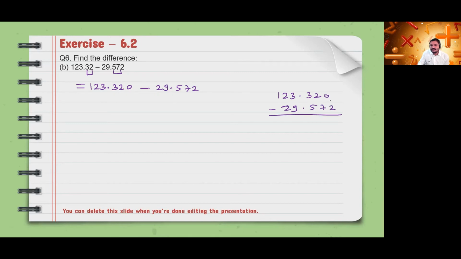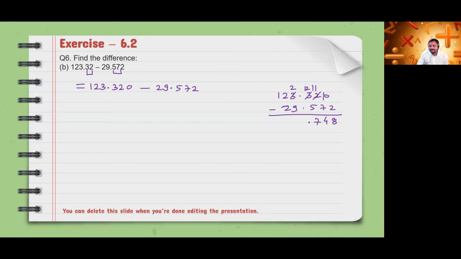Okay, so 0 minus 2 we cannot do, so we will have to borrow here. Here it will come 1 and here it will become 10. So 10 minus 2 is 8. 1 minus 7 we cannot do, so we will have to borrow here. Here it will come 12 and here it will come 11. So 11 minus 7 is 4. 2 minus 5 we cannot do, so we will have to borrow here. Here it will come 12. Here it will become 2 and here it will become 12. So 12 minus 5 is 7.